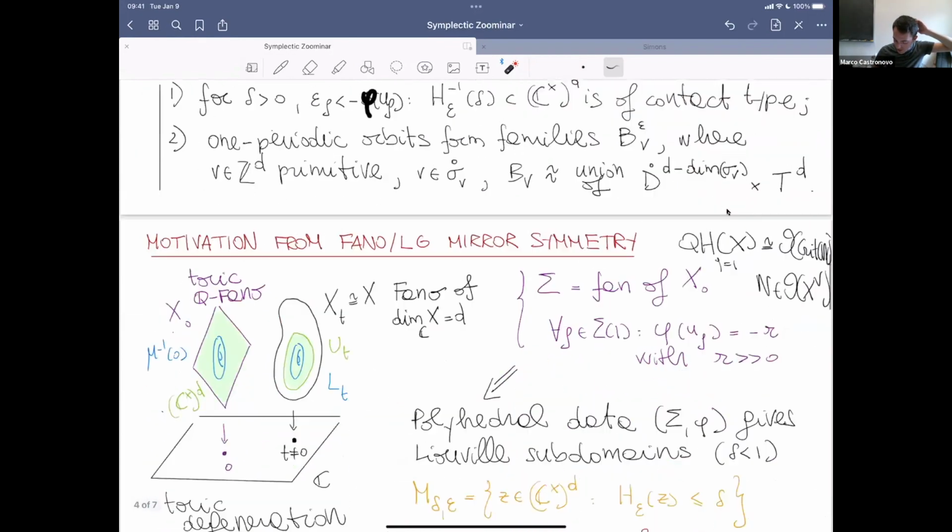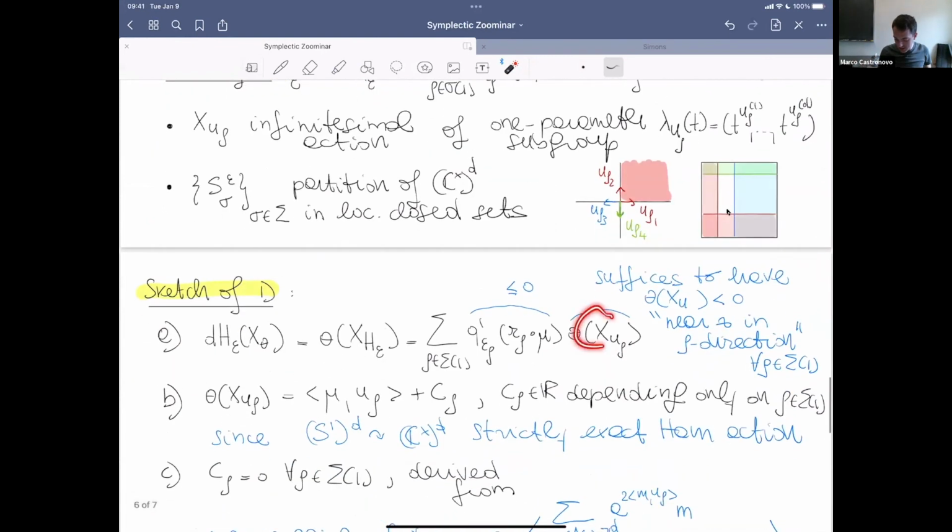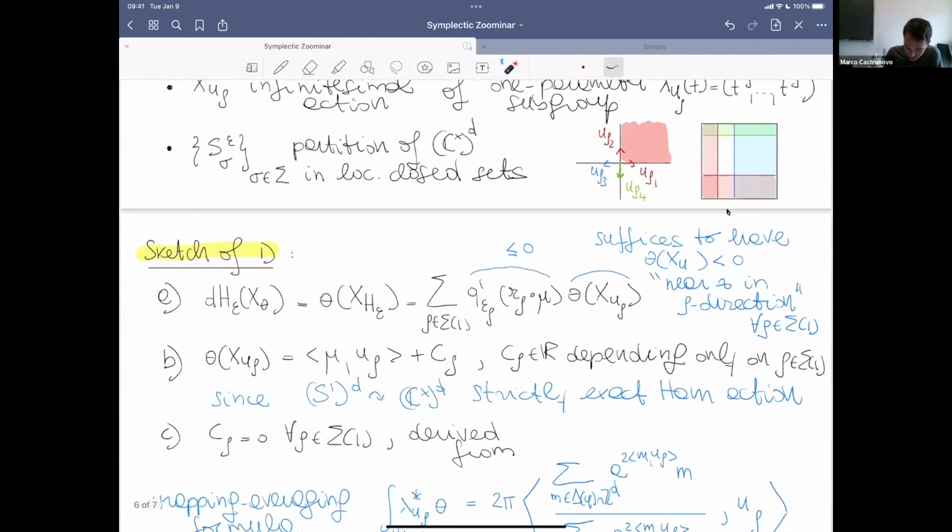And so since the union of these neighborhoods is a neighborhood of infinity, all you need to show is that this is negative, at least if you're close to infinity in the rho in each radial direction. And something you can check is that this action of the compact stars on the complex stars is actually more than just Hamiltonian. It's strictly exact.